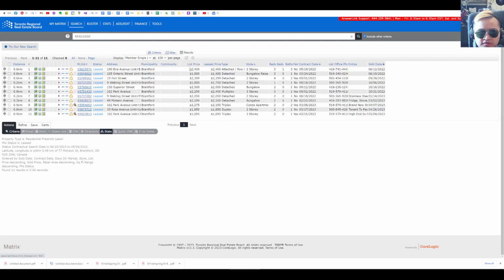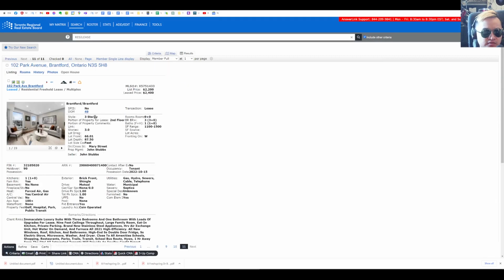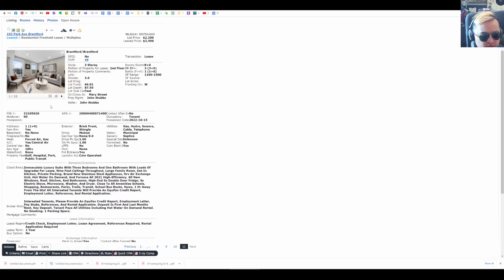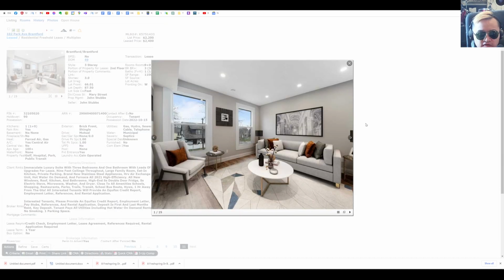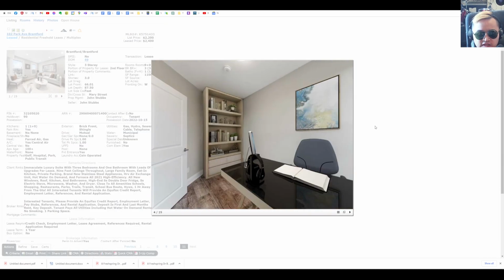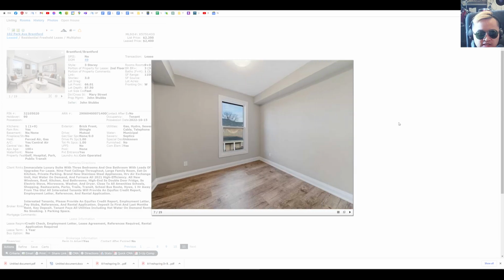Okay, here 11 leased out. It looks like it's around the $2,000 price range. Let's look at the high price range, what it looks like. This is a 3-bedroom. Second floor only. Really well renovated. That's the reason why they can get the higher rents.